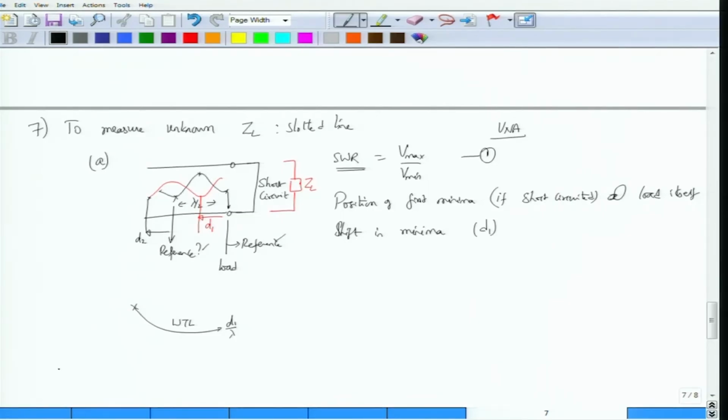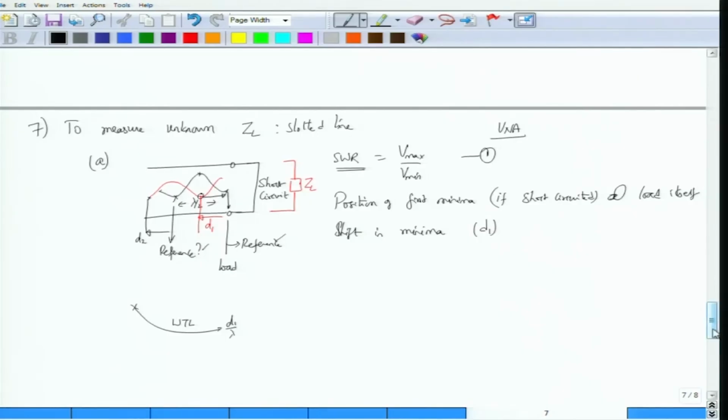Okay, what would it mean? It simply means this: you start from the minima and move towards the load until you reach short circuit. But because you don't know what this d1 corresponds to, you are basically doing this in the opposite direction. So you start from the position of the short circuit, and if you move from this point towards the load, you would be able to find out where the minima shift is located. So you simply move towards the load for a distance of d1 by lambda.